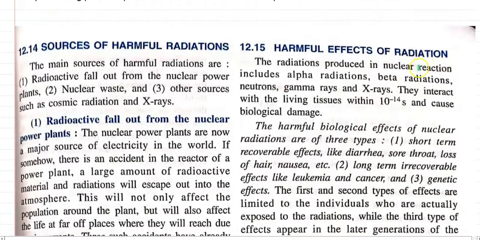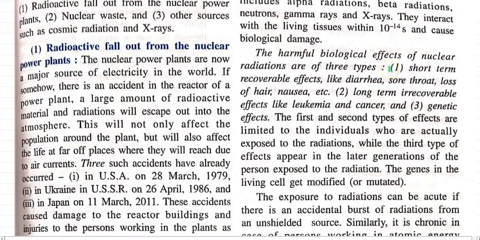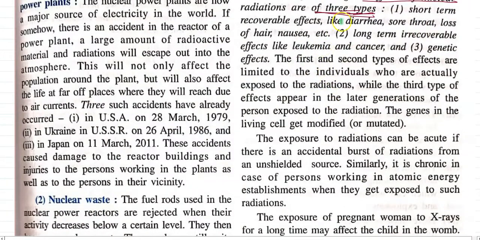Harmful effects of radiation. There are harmful biological effects of nuclear radiation. It can change our genetic system, it can change DNA and RNA. Okay. These are very dangerous. This changes not only one generation, it affects generation by generation, by changing the genetic DNA and RNA. Okay. Short term recoverable effects are like diarrhea, sore throat, loss of hair, like that.